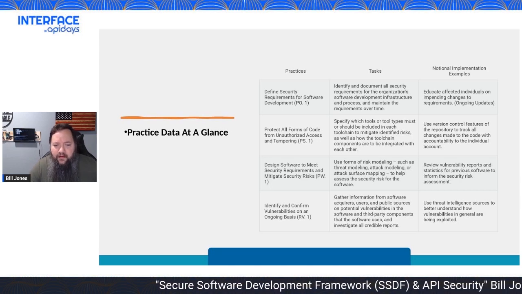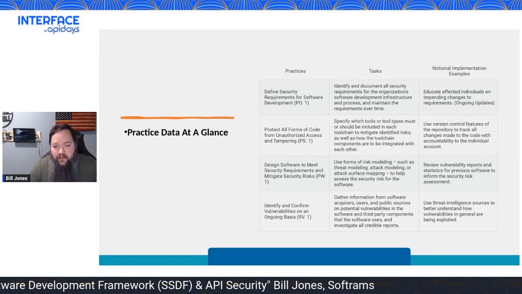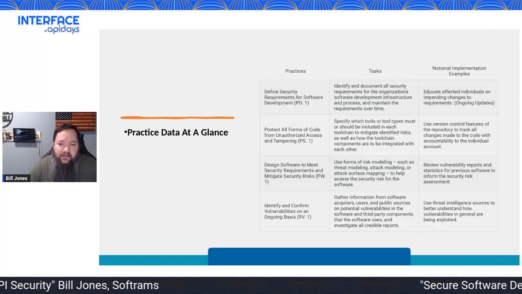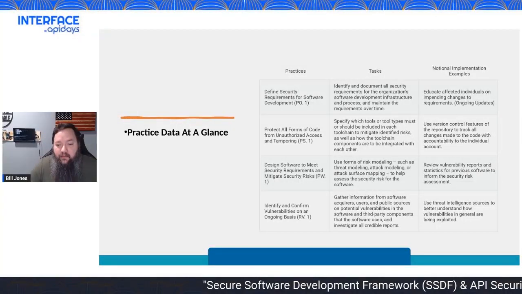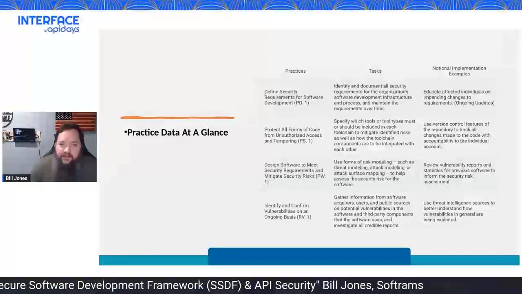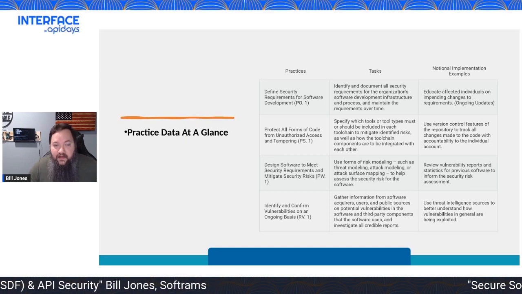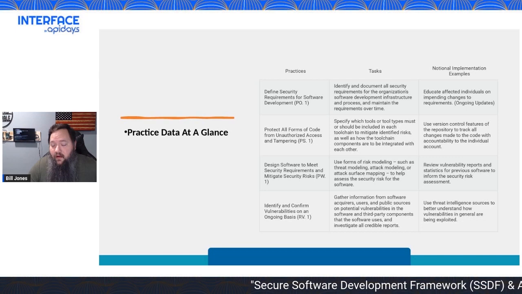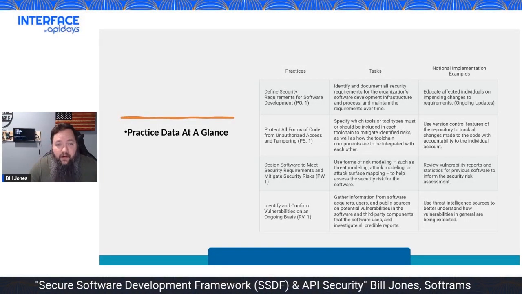Use forms of risk modeling, such as threat modeling, attack modeling, or attack surface mapping to help assess the security risk for the software. And one of the implementation examples that is given in the SSDF is review vulnerability reports and statistics for previous software to inform the security risk assessment. So with our last release or with our last X number of releases, how many issues did we have? How many escaped our security checks and actually made it into production and were found later? What is our escape rate?